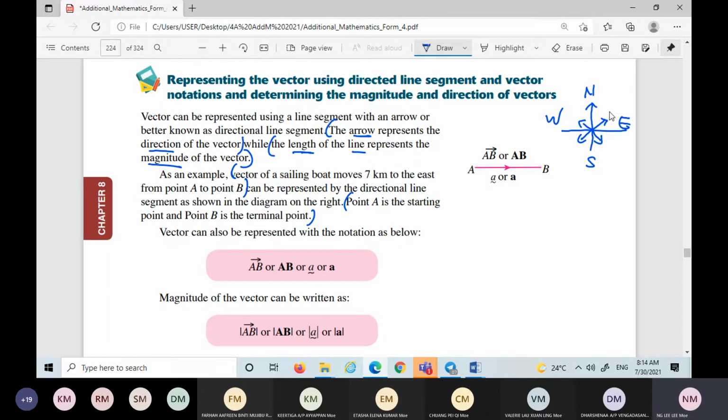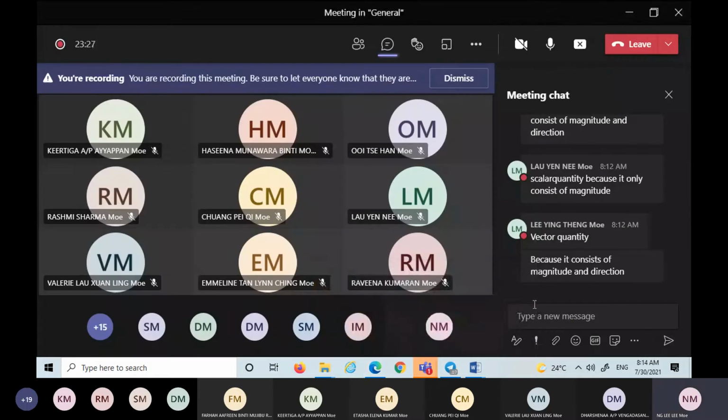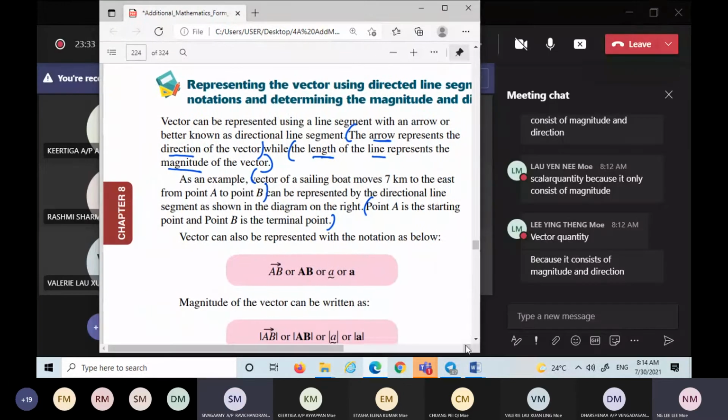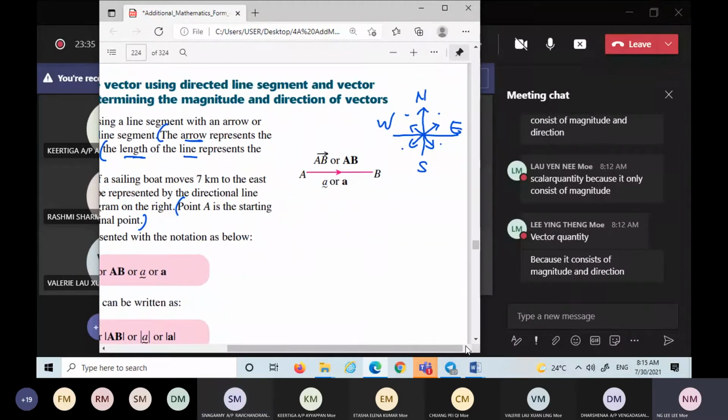Siva, can you help? Name for me this, and this. Siva has no mic? Siva, are you here? Yes, teacher. Okay, you got a mic. Then you have to say it louder. What is this direction? What is this called? Northeast.